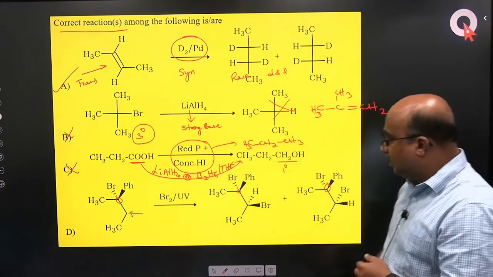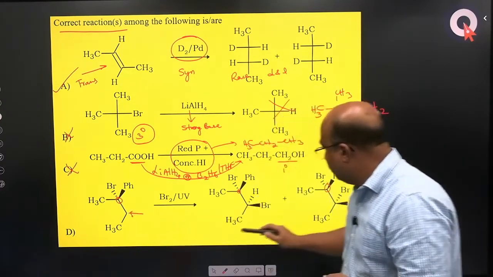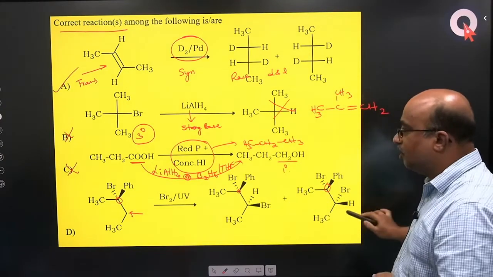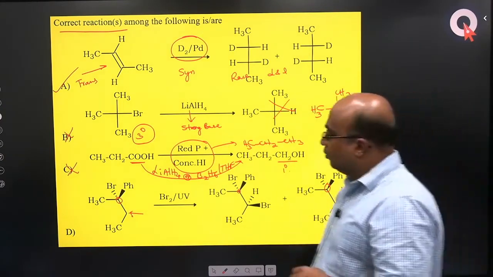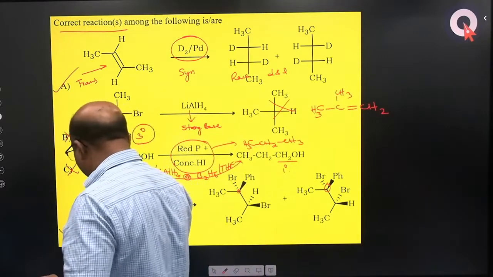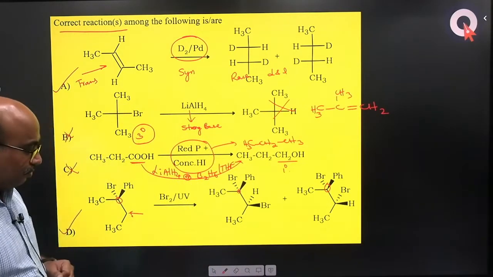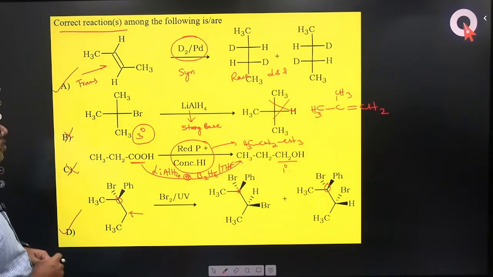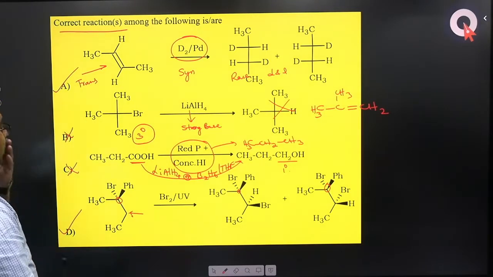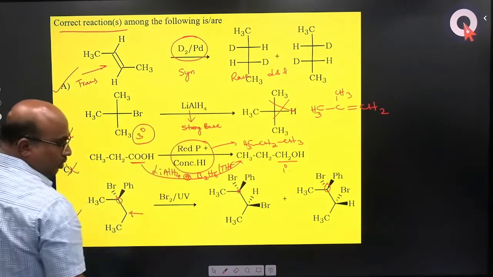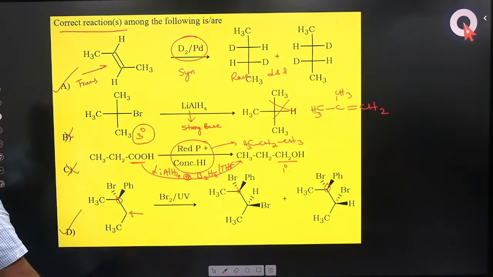But only that Br which comes here may come above the plane or below the plane. So these two possibilities you will see. That means this is also true. I think this one is also clear. Okay. So lithium aluminum hydride with tertiary alkyl halides cannot give substitution. So next.